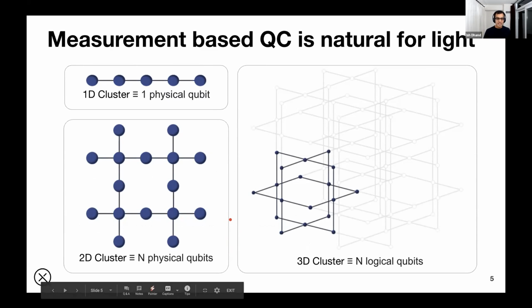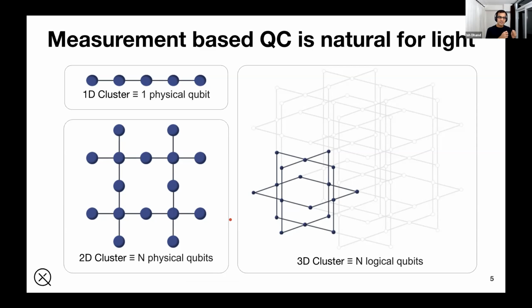In usual circuit-based computing, you would have state preparation, followed by entanglement that is generated by the gates, and finally measurements. But with measurement-based quantum computing, you would take all the entanglement and move it to the front of the circuit. So you start from an entangled resource state, and with this entangled resource state, you can perform computation.